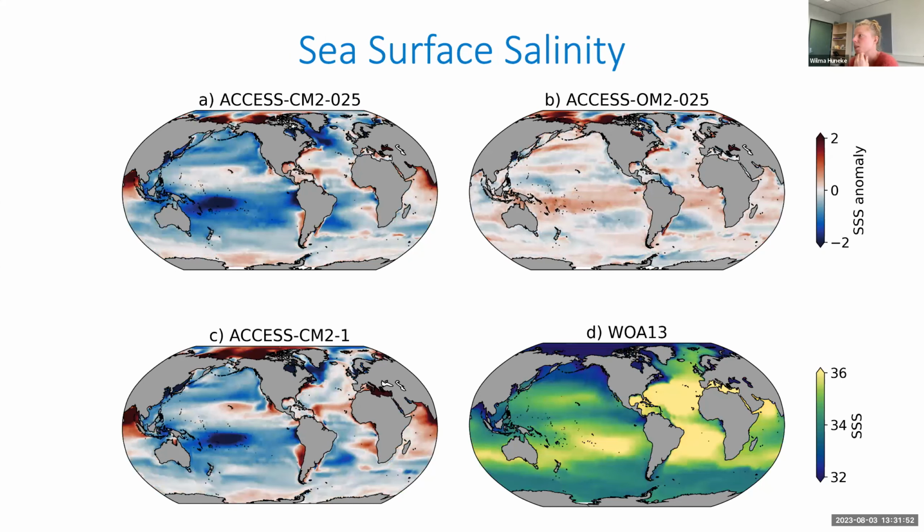Similar for sea surface salinity. Again, the anomalies are much smaller for the ocean-only version. And then for the coupled model, the patterns are quite similar.